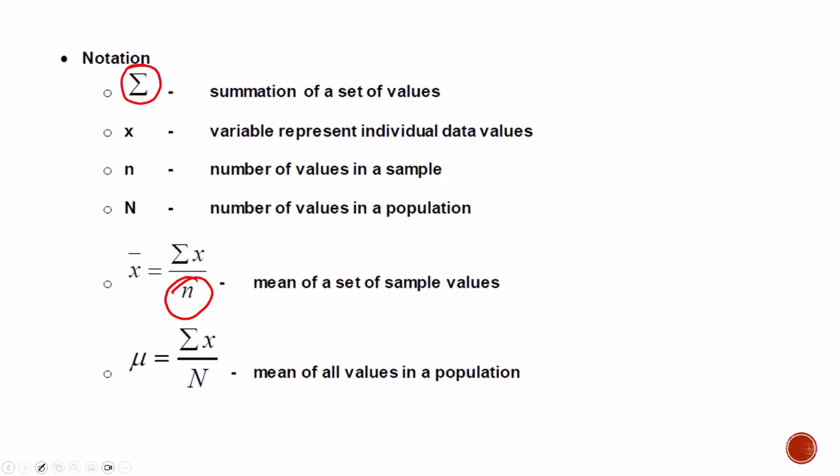Obviously, the mean of a population is calculated the same way. You just have to divide by the number of values in the whole population. And then you use this symbol right here. It kind of looks like the letter U, but that is the lowercase letter mu. This is another Greek letter.